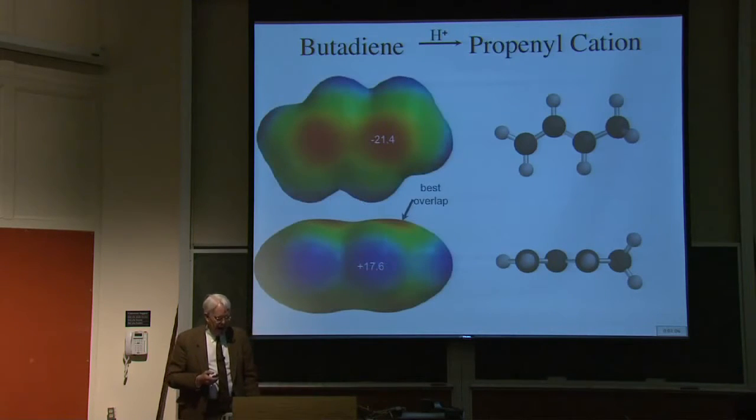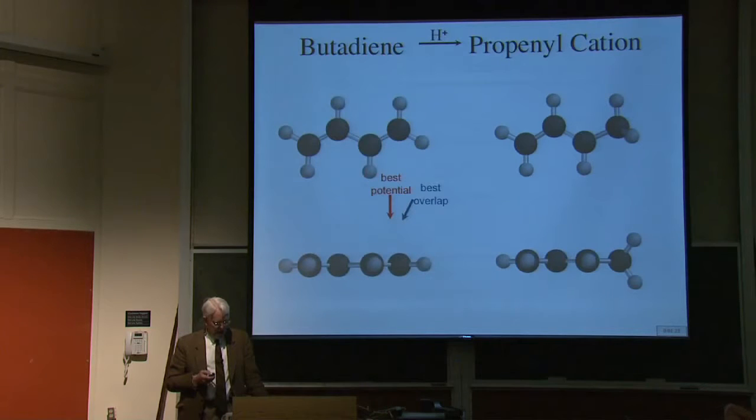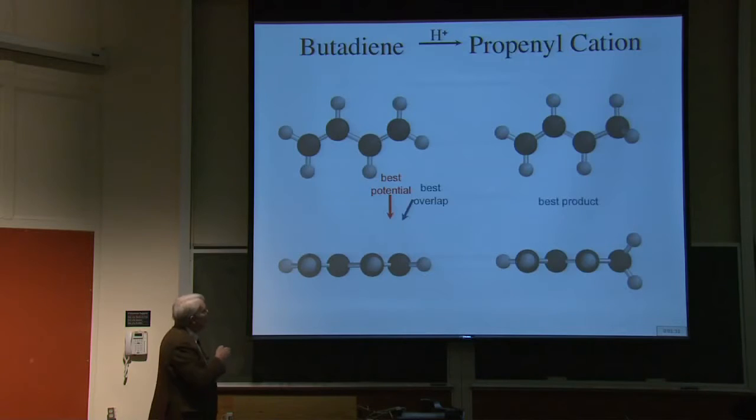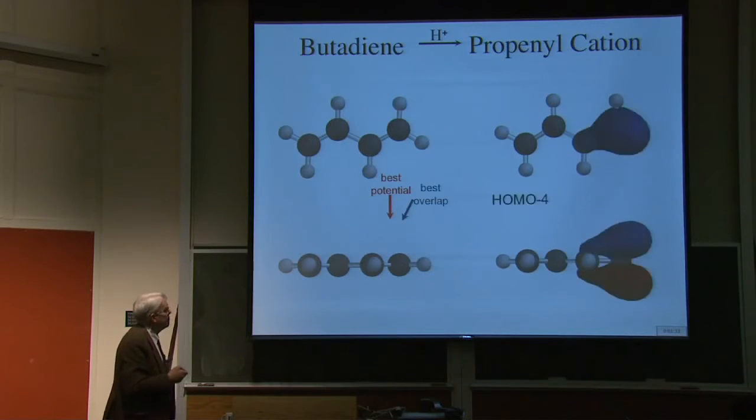Or you could look at the potential on the surface that we've talked about to see where the best place for a proton is, and it's in the orange region. So that seems to more or less agree. It's about there. So that's where the proton should attack, at the terminal carbon. And then it would give the propenyl cation, which is shown here. There are 3 hydrogens on this carbon here. So that's the best product then.